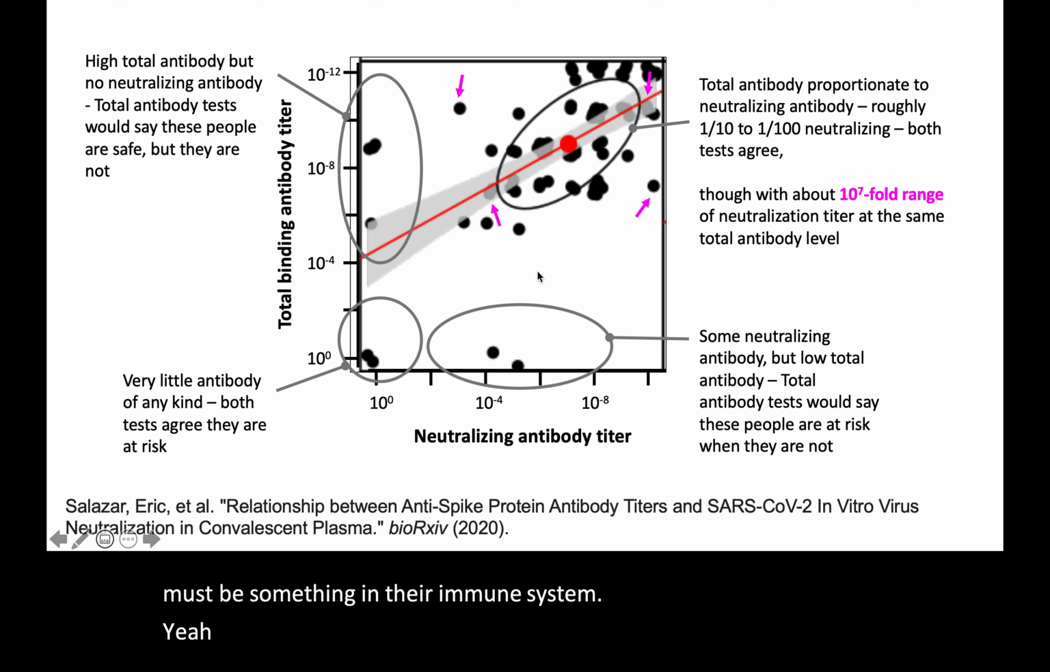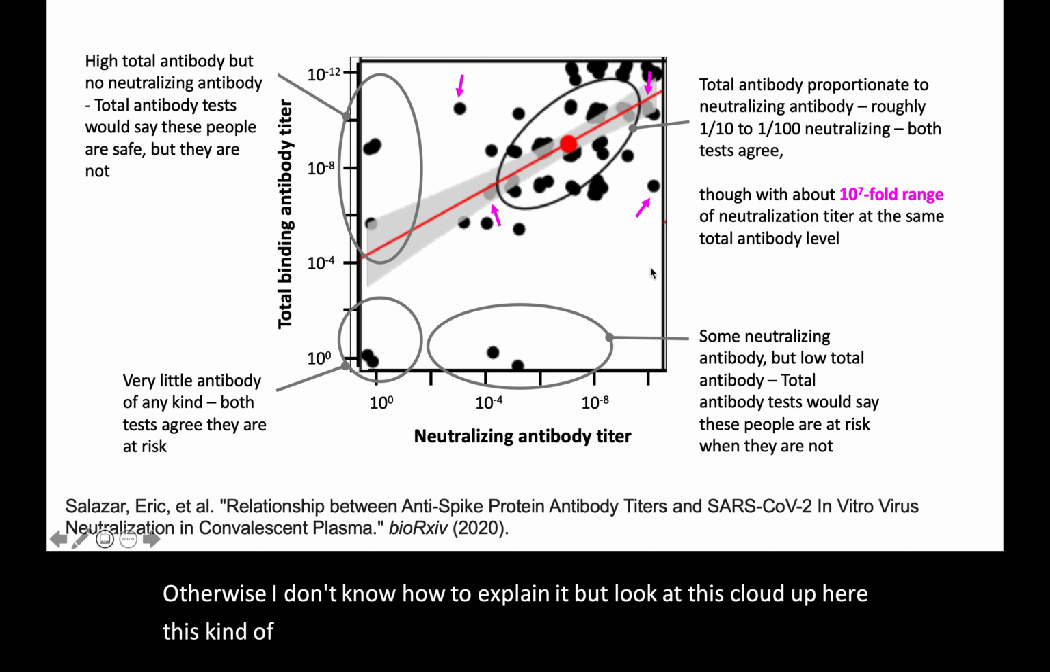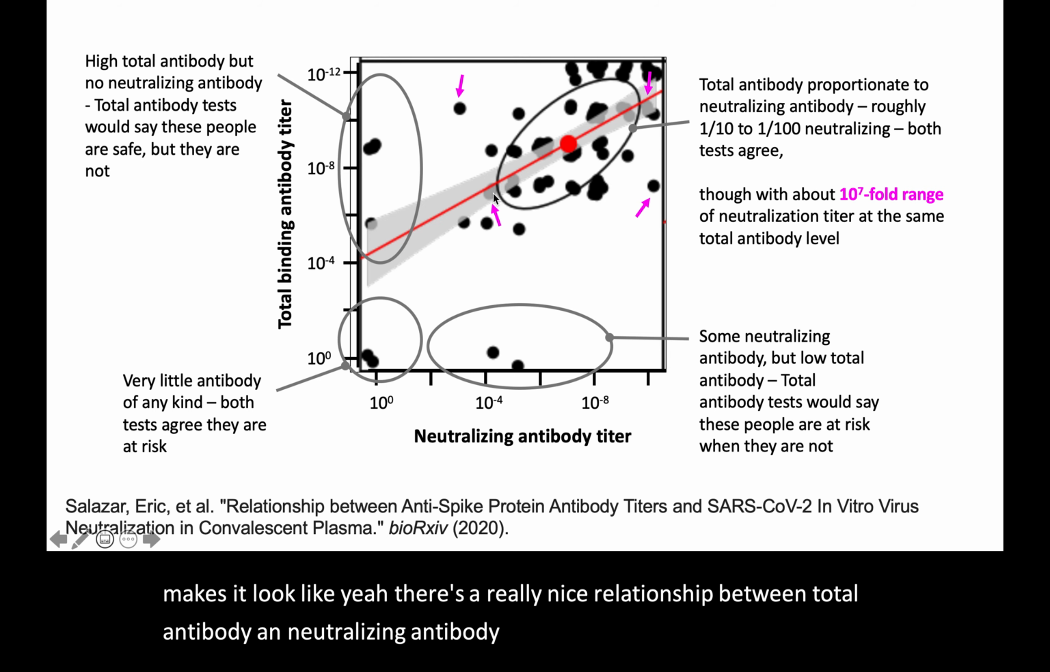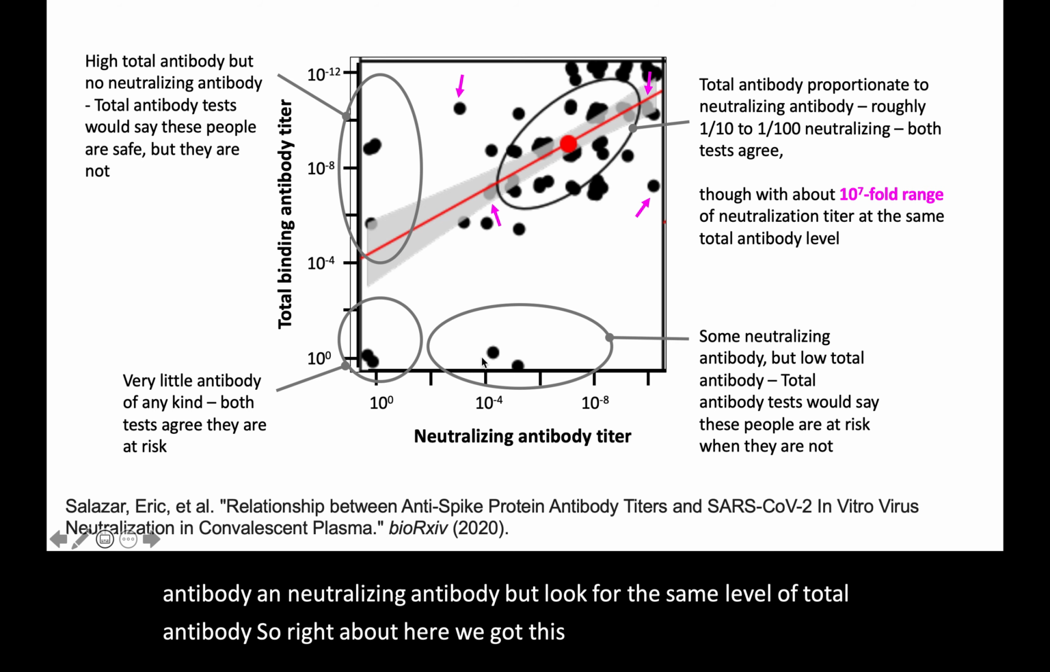Otherwise, I don't know how to explain it. But then look at this cloud up here, this kind of square cloud that we've got up in the top corner. So the line makes it look like there's a really nice relationship between total antibody and neutralizing antibody. But look, for the same level of total antibody, right about here, we've got this dot and this dot, and you see the difference here?